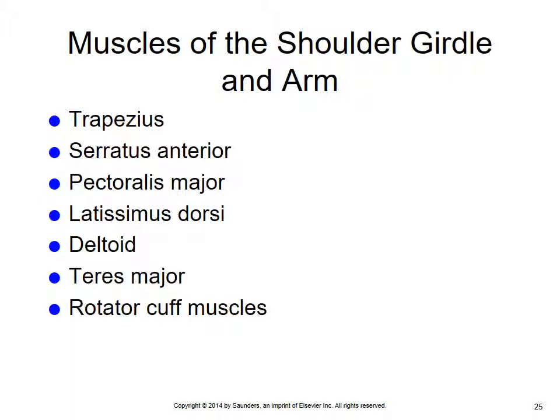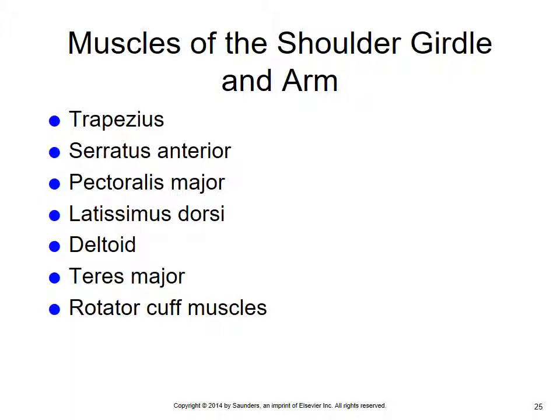The latissimus dorsi lowers the shoulders and brings the arm back behind the body. This is called the swimmer's muscle because the movement mimics that of freestyle swimming. The deltoid abducts the arm to a horizontal position. It also flexes, extends, and rotates the arm at the shoulder joint. It is a common site for an intramuscular injection.